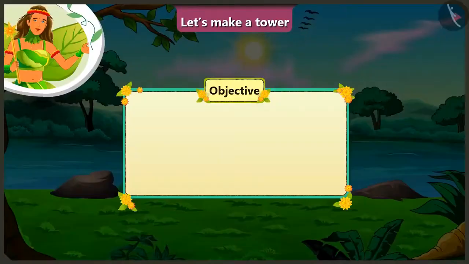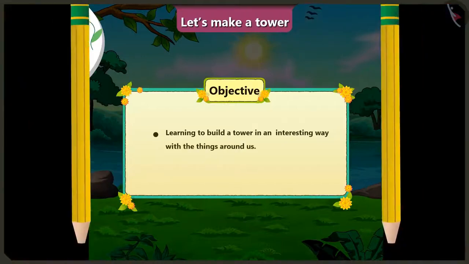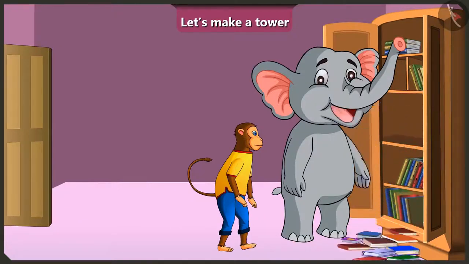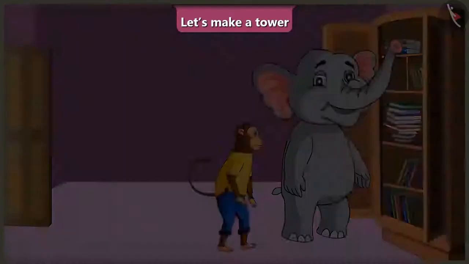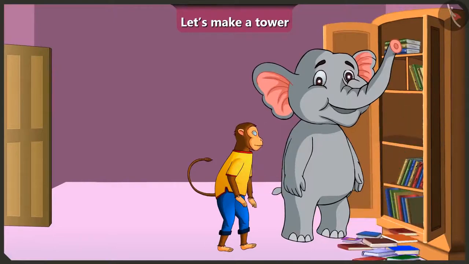Friends, today we will learn to build a tower in an interesting way with the things around us. Hey Appu, what are you doing? I am keeping the books in the cupboard and making a tower of them. But it keeps falling again and again. Appu, you are placing the smaller books at the bottom and big books on the top every time. That is the reason it's happening.